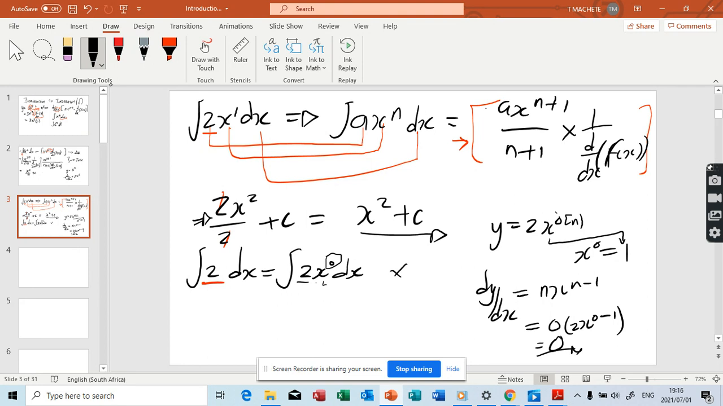That's correct. And then what are you going to get? You're going to get 2x, right? Yes, that's correct. You're going to get 2x to the power of 0 plus 1 over 0 plus 1. So you're going to get 2x to the power of 1 over 1, which is 2x plus c. Do you guys see that?